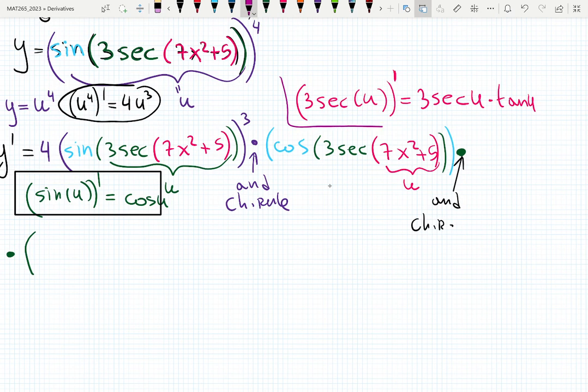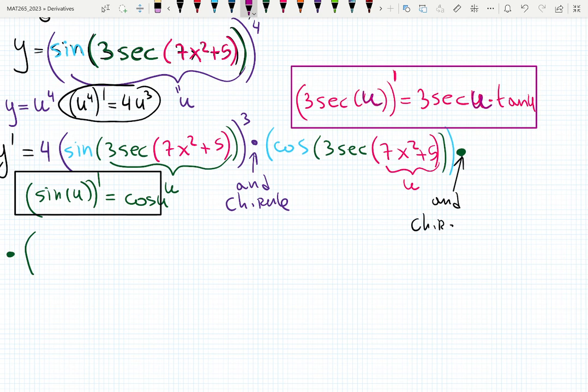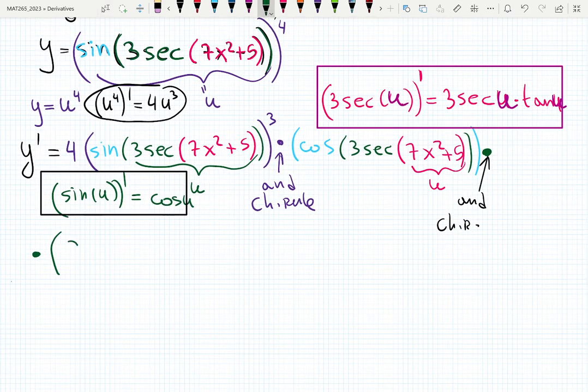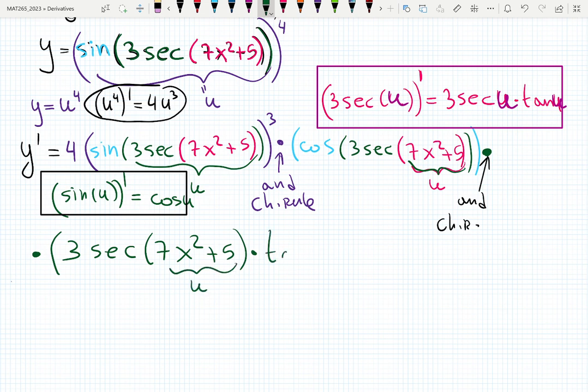Do you agree with this derivative though? 3 secant gives you 3 secant tangent. Do you all agree? Let me know if you don't. So I will do in green color 3 secant of u, but what is u? The polynomial. So I will not waste time by copying it later. I will do it right now. 3 secant of that u, right, times tangent of that u. Like so.